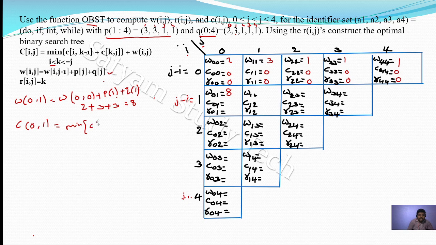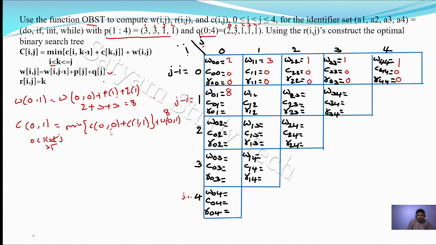That's why here C of i is 0. I consider the k value as 1. So 1 minus 1, that is 0, plus C of 1 comma j value is 1 kj plus w of 0 1. You already know w of 0 1 value is 8. Here the only k value is 1, because i is less than k less than or equal to j. That's why k value is 1.